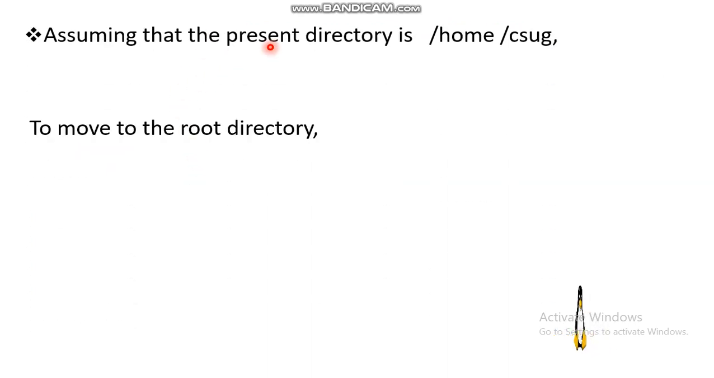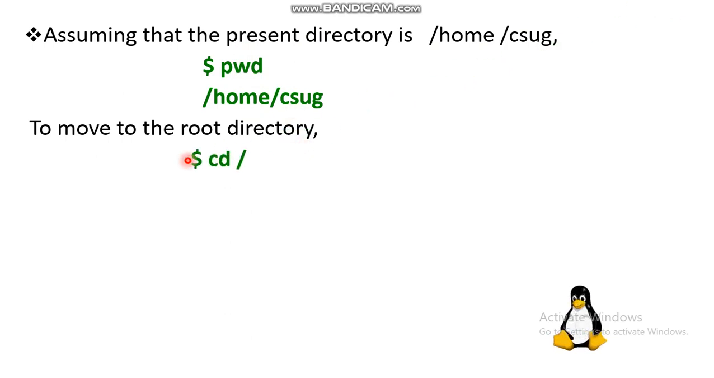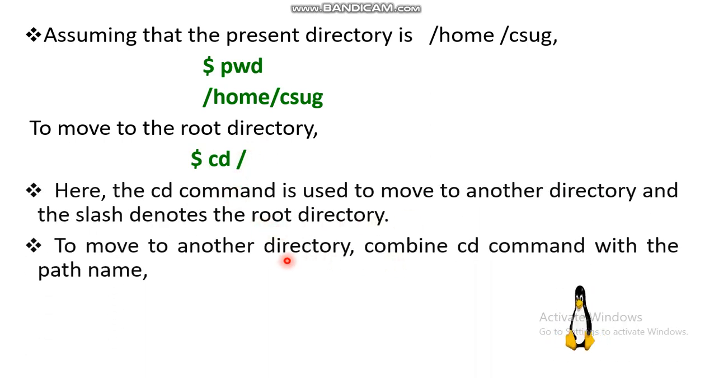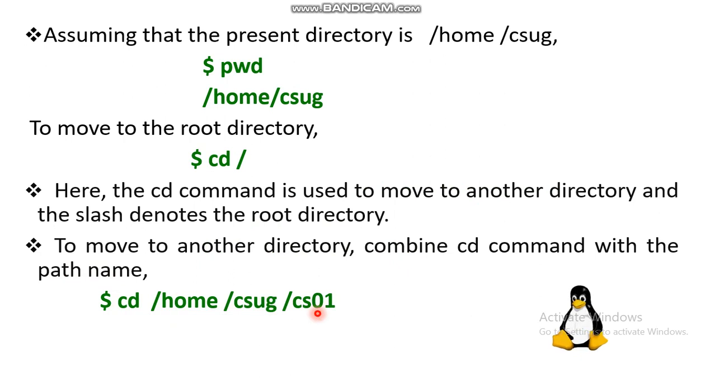So to move, assume the present directory is /home/csug, as shown by the pwd command. To move to the root directory, you have to give cd /, since slash denotes the root directory. To move to another directory, combine the cd command with the particular path name. Here cd /home/csug/cs01 denotes the directory is cs01, and now you want to go into the cs01 directory.